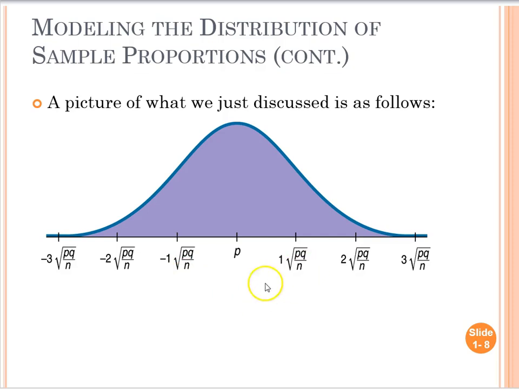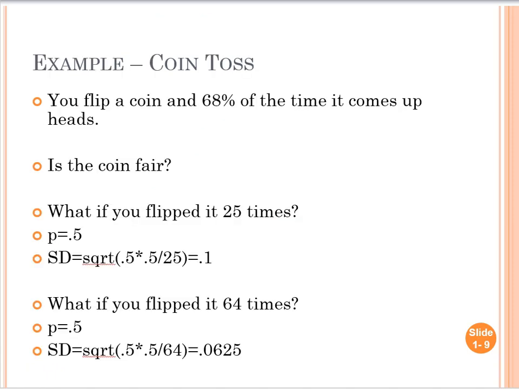Within one standard deviation, we should see 68% of samples. Within 2 standard deviations, we see 95% of samples, and then within 3 standard deviations, we see 99.7% of samples. So let's do a problem so you can see how this might be useful for answering questions.